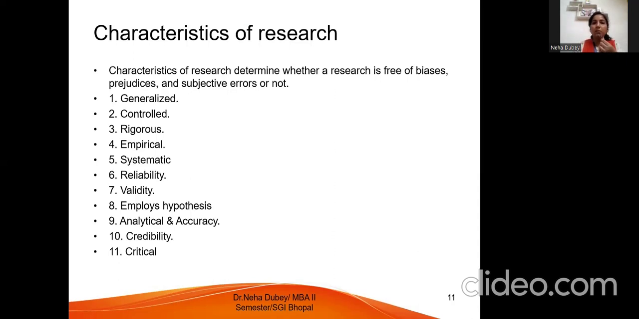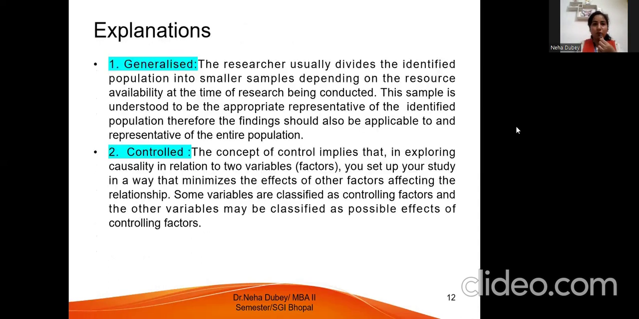Characteristics of research determine whether a research is free from biases, prejudices, and subjective errors or not. Generalized, controlled, rigorous, empirical, systematic, reliability, validity, employs hypothesis, analytical, accuracy, credibility, and critical. These are some points of the characteristics of research. Now we will explain each and every characteristic one by one.